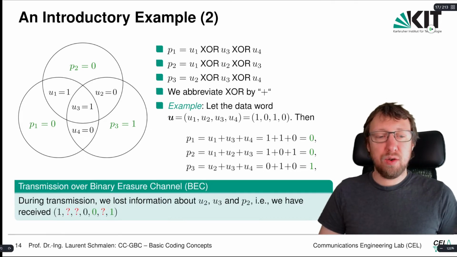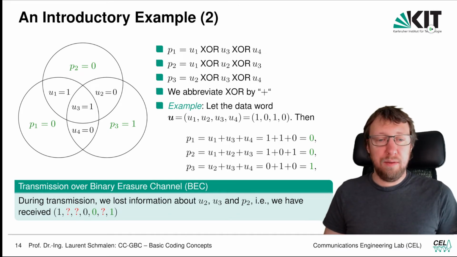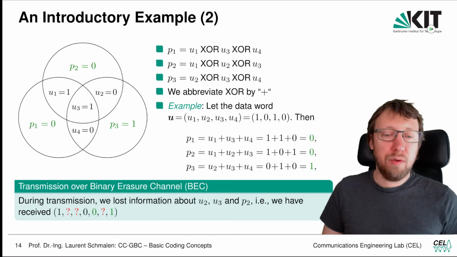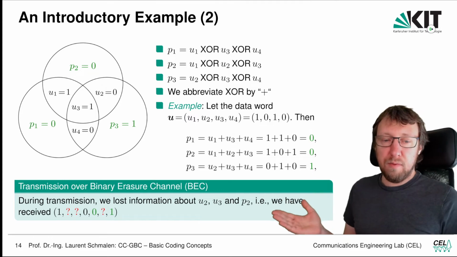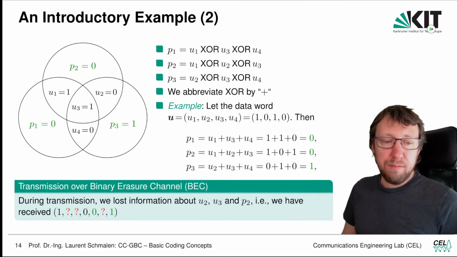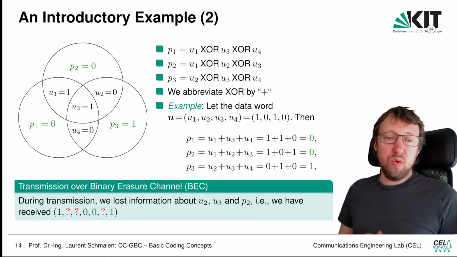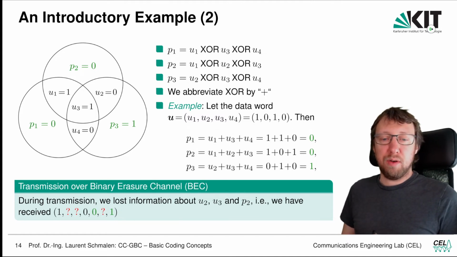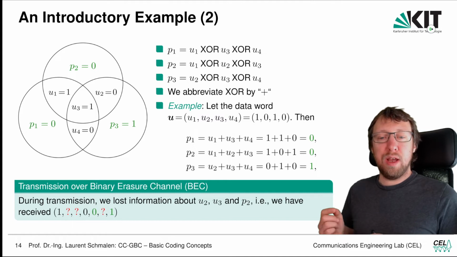And now we are going to look at the transmission over a channel. We're looking at the transmission over the binary erasure channel as a very simple channel model. And we assume that we lose information during the transmission. So we lose information about the bits U2, U3, and P2.